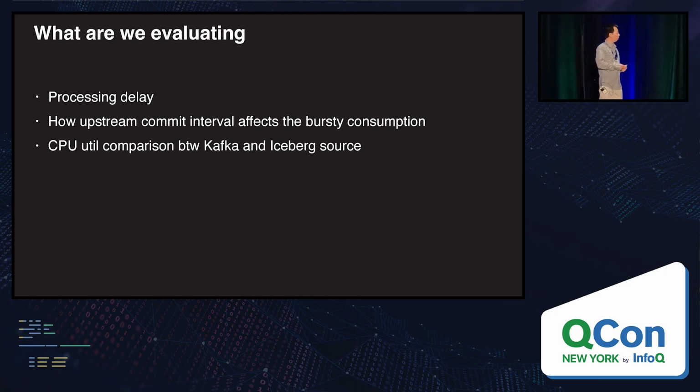Second, we want to understand how the upstream commit interval affects the downstream consumption, the bursty consumption in the downstream. Third, we want to compare the CPU utilization between the Kafka source and the Iceberg source.